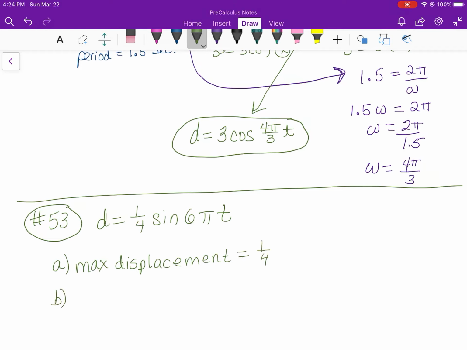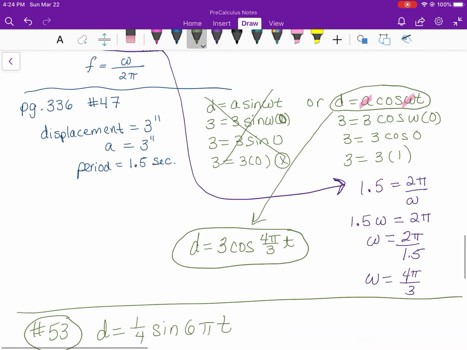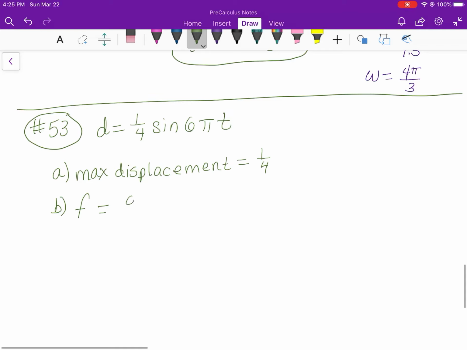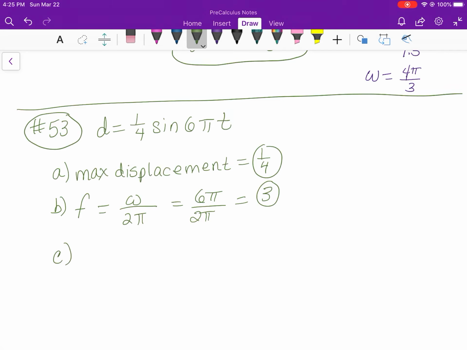Part B is find the frequency. Okay, up here we said frequency is omega over 2 pi. So that's going to be 6 pi over 2 pi, and that's going to be 3. Part C. Find the value of d when t equals 5.